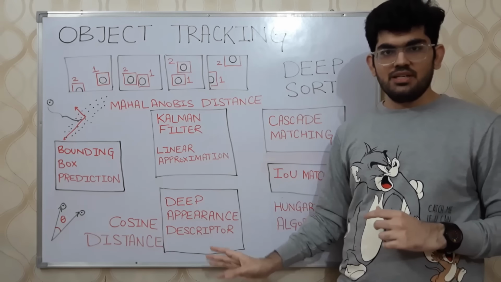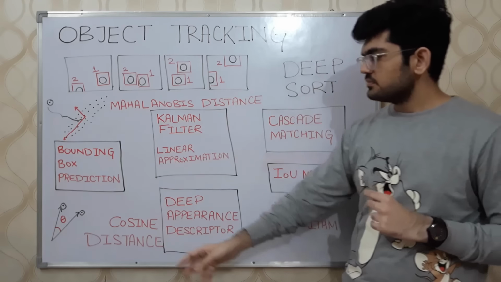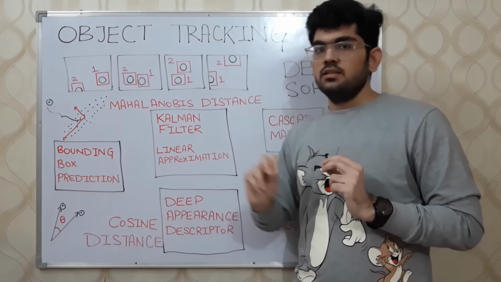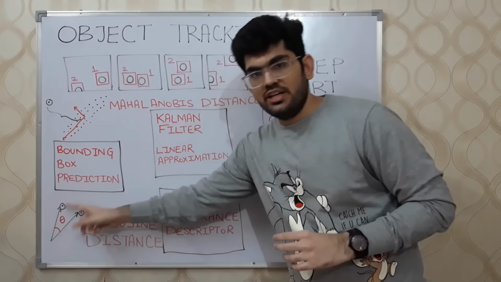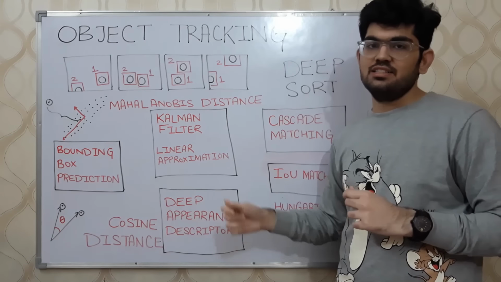For the deep descriptors, we use the cosine distance metric. How do we compute this? If we are given two entities A and B, and from the origin we draw vectors joining these, and then we calculate the angle between these two vectors, the cosine value of this angle is going to give us the cosine distance metric.